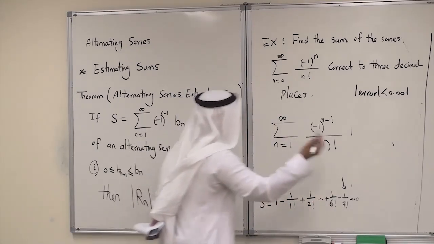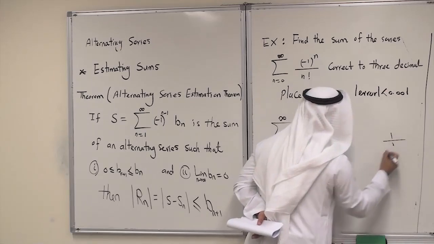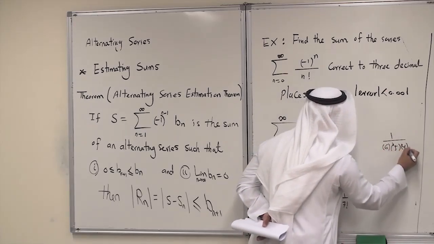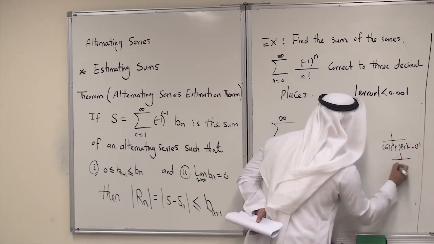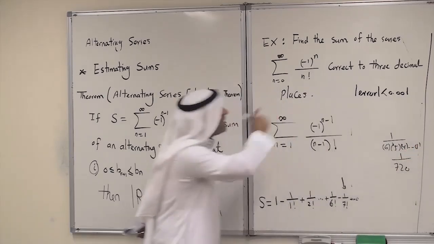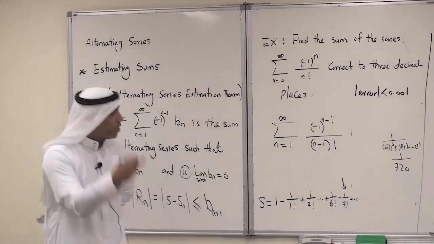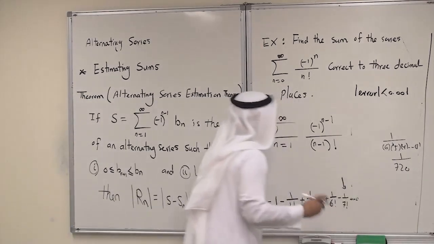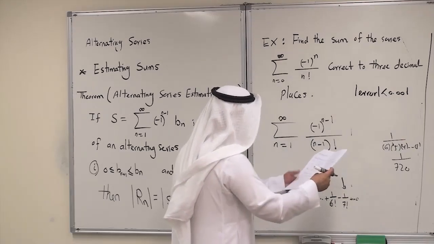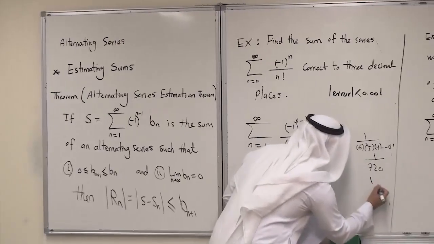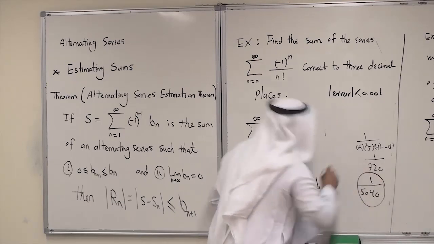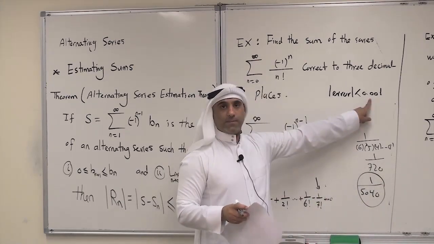Now, what is 1 over 6 factorial, for example? 6 factorial is 6 times 5 times 4 and so on up to 1, that is 720, so 1 over 720, and this is not less than 0.001 yet. So we need to continue. Now, if you reach 1 over 7 factorial, this is 1 over 5040, and this number is less than 0.001.